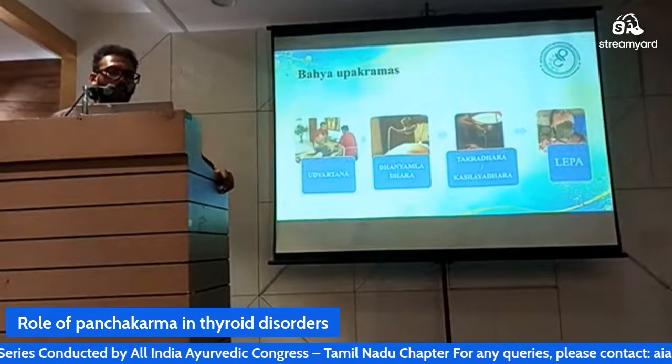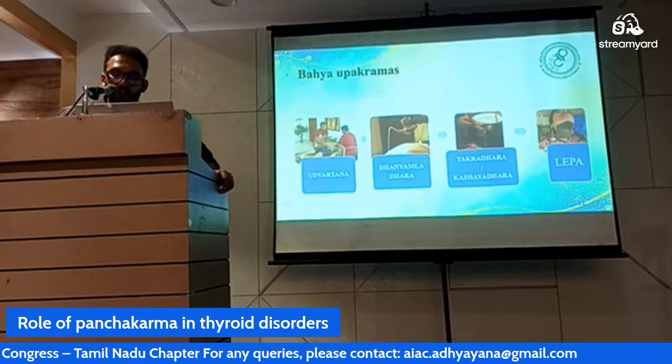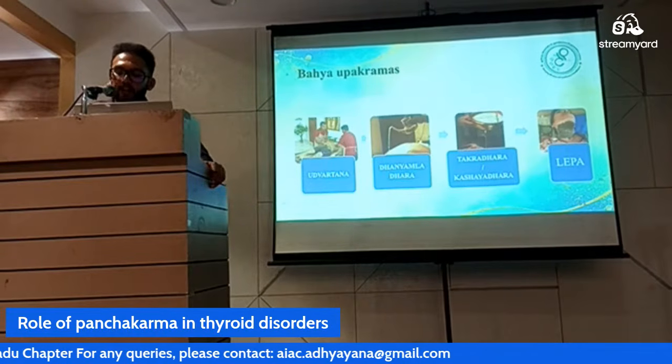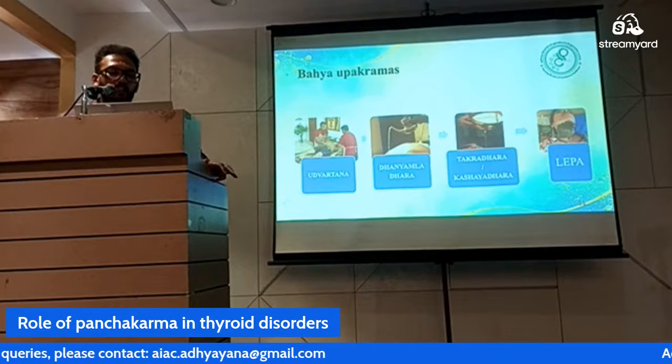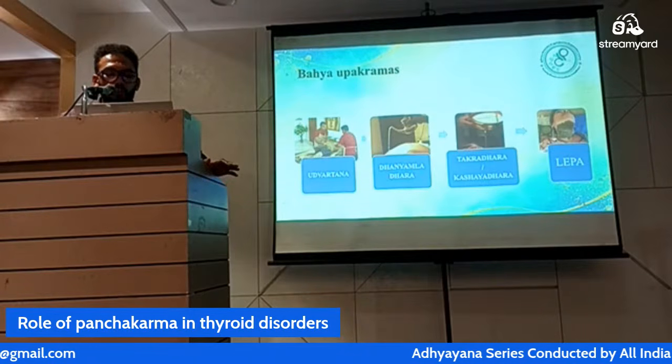So what are the Bahya Upakramas? After Shodhana and Panchakarma, what Bahya Upakramas are we practicing? These are the procedures which can be combined while doing Basti and Nasya. Udvartana, Dhanyamladhara, Takradhara, Kashayadhara, all these are Rukshana procedures which can be done.